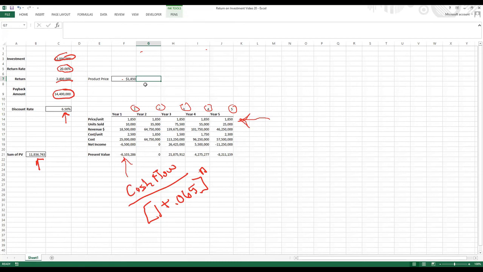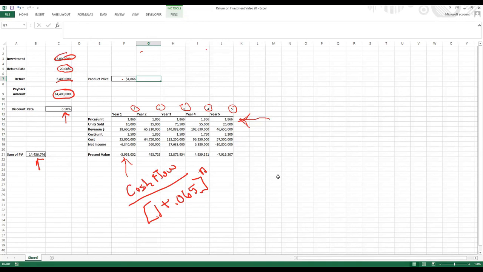Okay, we're getting close, but now we're a little under. And so I'm just going to input a number, $1,866 as our price. And look at that. We're now at a present value of net incomes of $14,456,000. We want $14,400,000. That's really close enough.